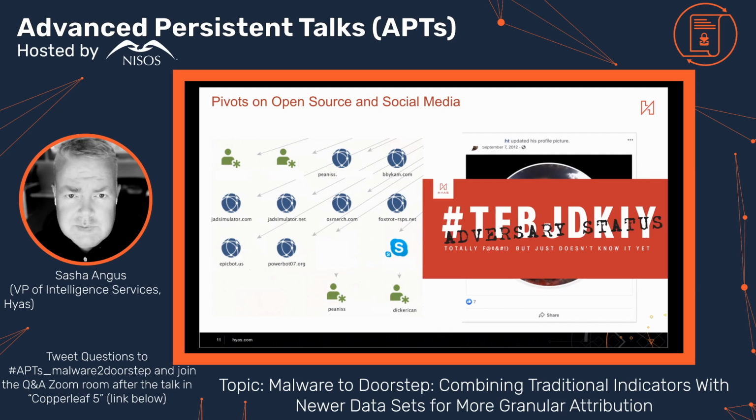And if the actor is persistent, if it's someone that's taken a particular interest in your company or your vertical, you can continue to monitor them, and where appropriate, you can engage with law enforcement to effect arrest and to ideally take the actor off the field. This handle right here, the TFBJDKIY, that's just an internal acronym that we have at Hyas, which is when we work with clients to understand the nature of their adversaries. There's a saying we have, which is "totally F, but just doesn't know it yet." And so again, combining a lot of these data sets together allows you to do exactly that.